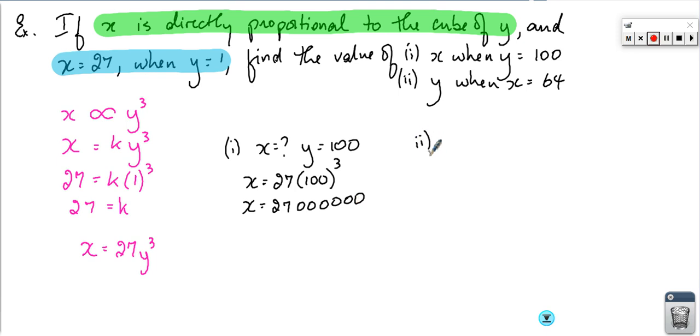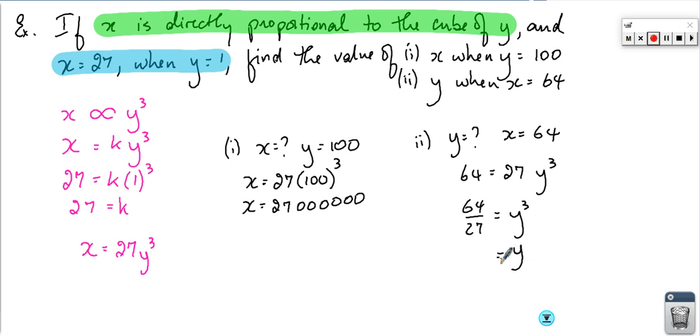Number 2, find y when x is 64. So 64 equals 27 y cubed. So 64 on 27 is y cubed. Then y is the cube root of 64 on 27, which is 4 on 3, or 1 and 1/3. And that is the value of y. That's our first example. We'll work out a few other examples.